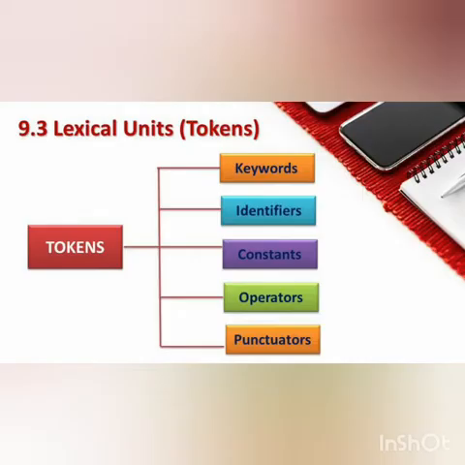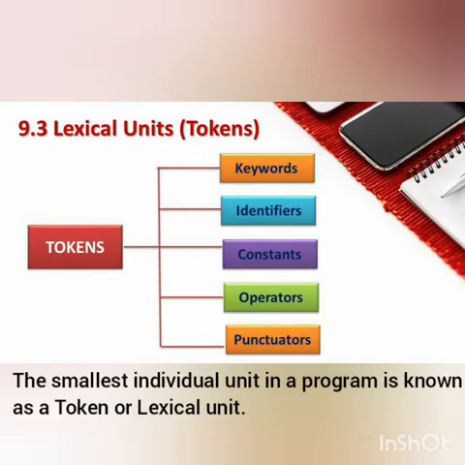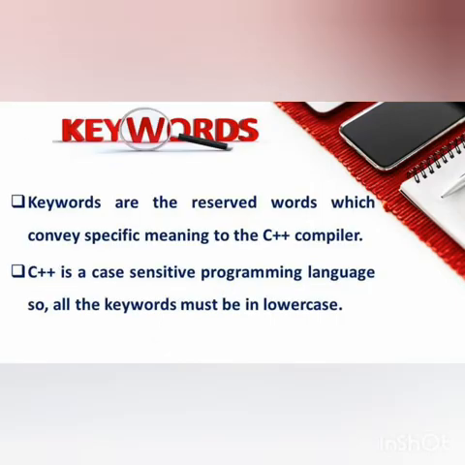Let's see what the different types of tokens are in the C++ programming language. Keywords, identifiers, literals, punctuators and operators. So, these are the types of tokens available in the C++ language. So, what is meant by token? The smallest individual unit in a program is known as a token or a lexical unit. Now, let's see the first token, that is keywords.